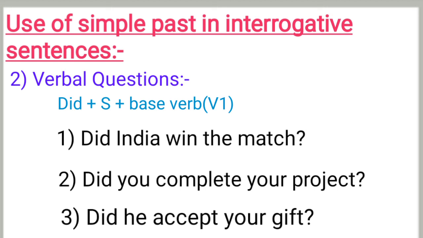For example, the first question, did India win the match? क्या India match जीता? So you will definitely reply with yes or no. Second question, did you complete your project? क्या तुमने तुम्हारा project complete किया? So again you will reply with yes or no. And in the third question, did he accept your gift? क्या उसने तुम्हारा gift accept किया? Again you will definitely reply with either yes or no. That's why these questions are also called yes no type questions.